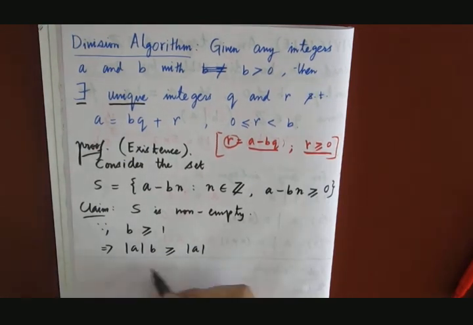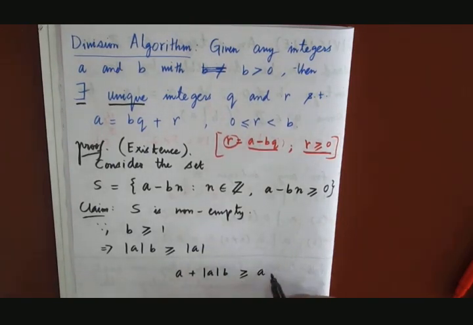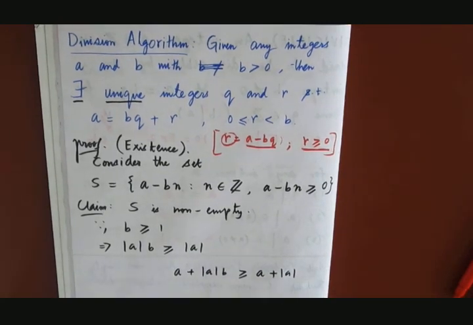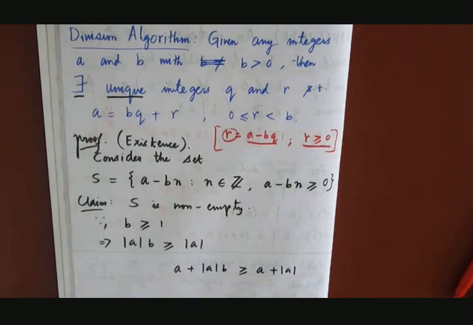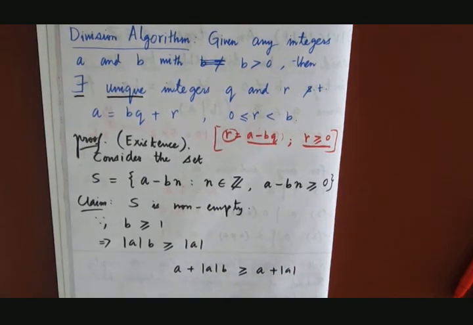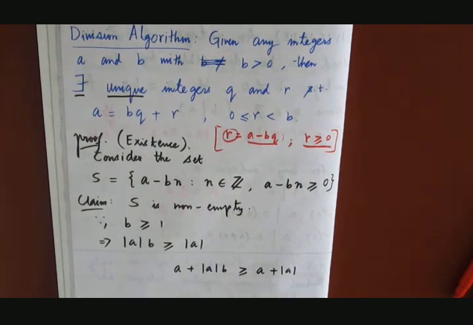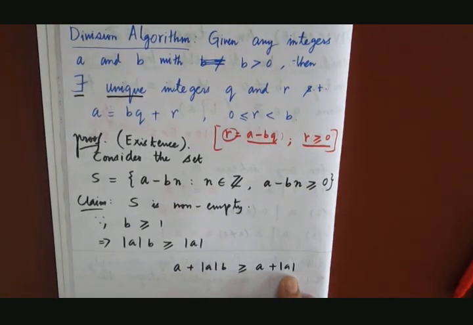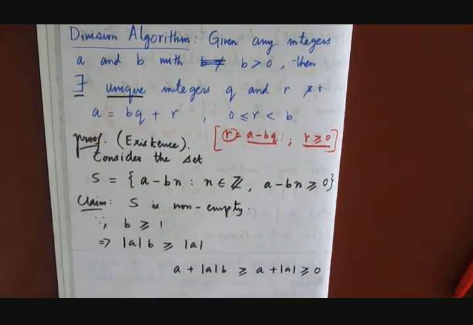Clear? Now you see one thing, I'll add A to both sides. A plus modulus of A times B is greater than or equal to A plus modulus of A. I'm just adding A to both sides. Okay? Now, what can you say about A plus modulus of A? Is it always non-negative? Do you agree with me? What will be A plus modulus of A for any integer A? 2A or 0. That is, if A is positive, this is equal to 2A, right? Or when A is negative or 0, this will be 0. So in any case, this is definitely greater than or equal to 0. Do you agree with me?